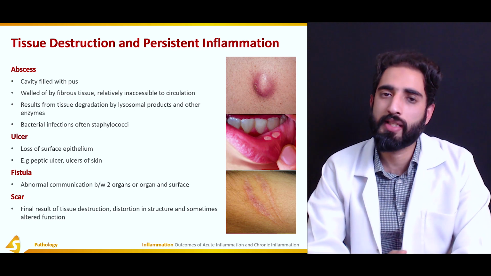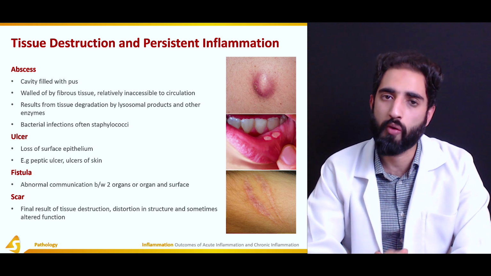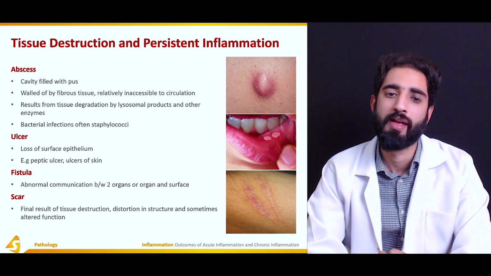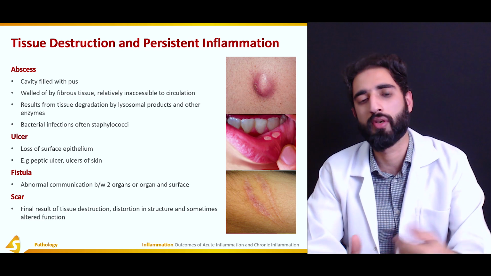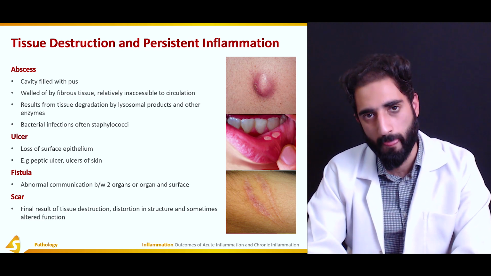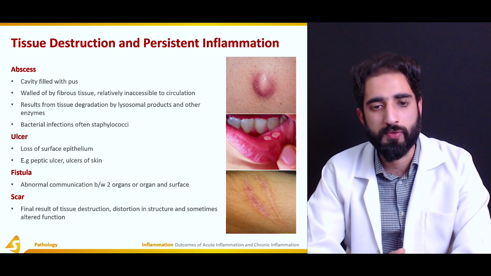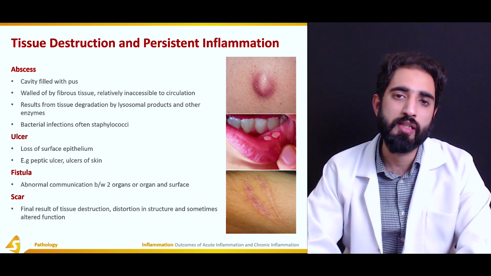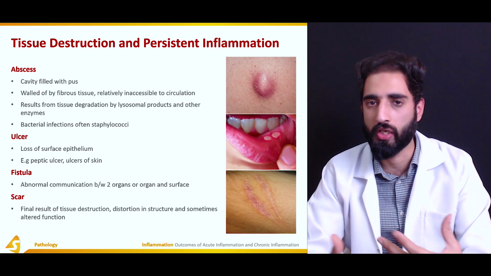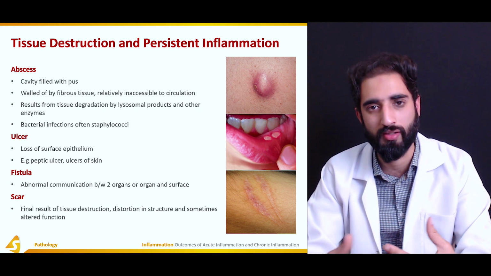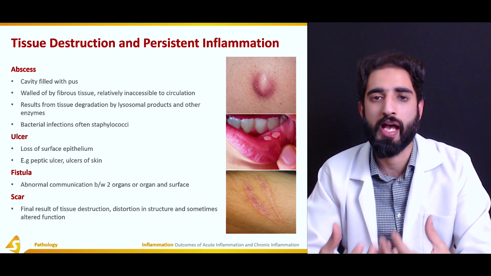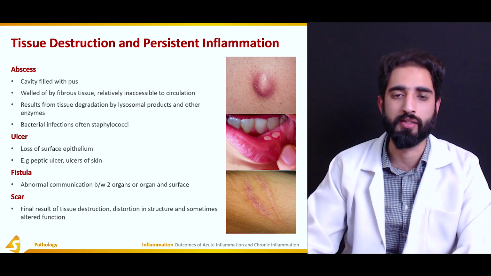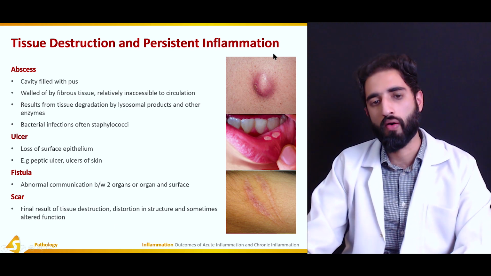So in the previous slide, we discussed one possible outcome, which was tissue destruction and persistent inflammation, in which we discussed that there are 4 different types of tissue destruction. Let's start off with the abscess. So what is an abscess? An abscess is a cavity which is filled with pus. Pus is actually a combination of dead organic matter and tissue debris, as well as the different types of leukocytes that are involved in the inflammatory process. Here is a picture of an abscess.